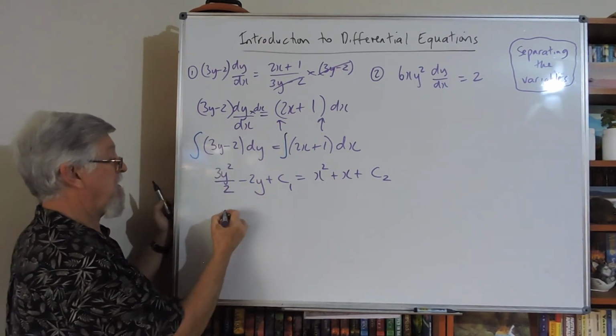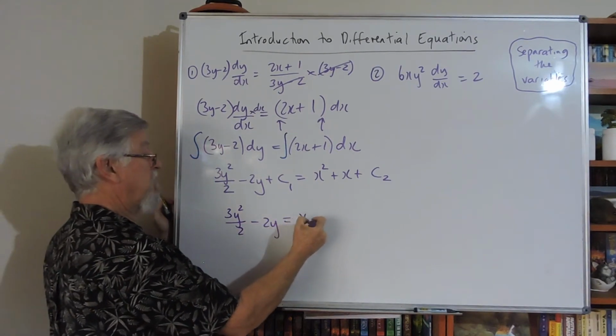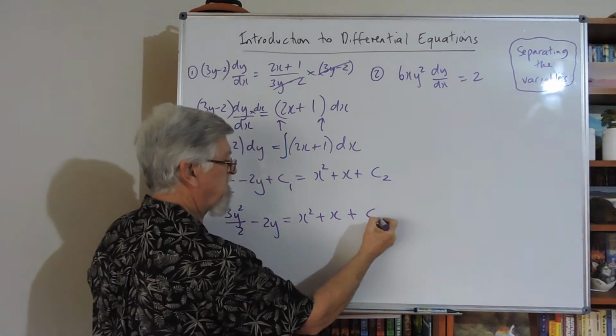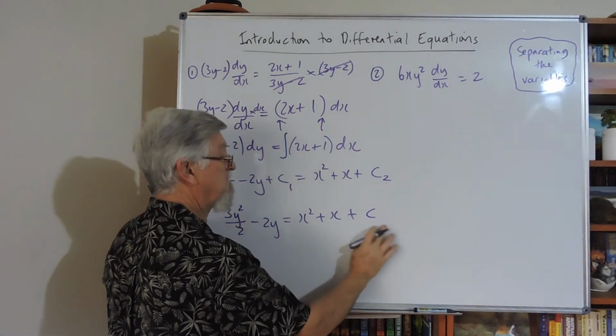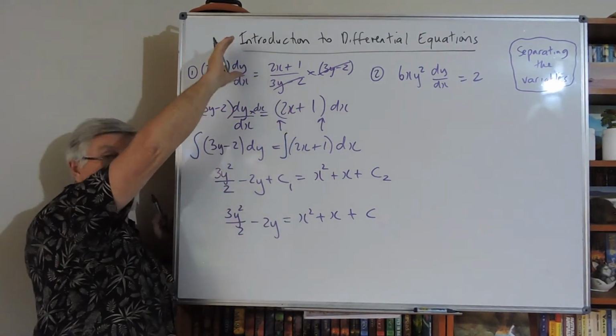So now I could write that as 3y squared on 2 minus 2y equals x squared plus x. And I could have another constant. I could have called it constant 3, or if I called them 1 and 2, I could just call that the constant. Now this is the general solution to that differential equation.